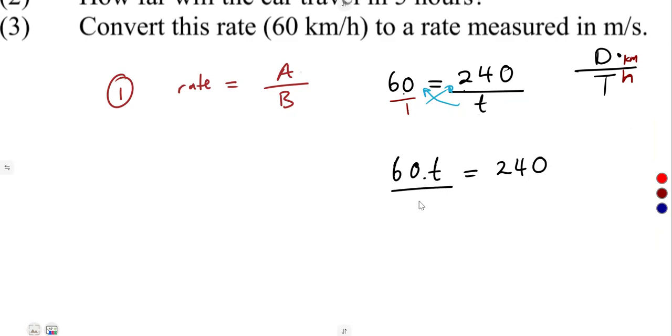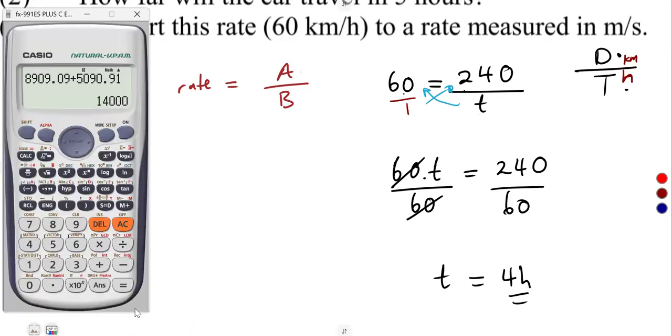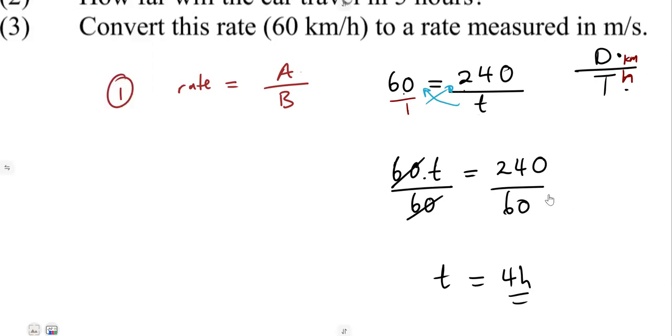So divide by 60. This is a product, so you're going to get rid of that. Remember solving equations, from your grade 7, you did something like this. 240 divided by 60 is going to give us 4. So T, representing our time, is 4 hours. All right, so that is how you can answer this question. Or you can use your calculator: 240 divided by 60, which is 4. Just like that. So we used the condition of the rate.